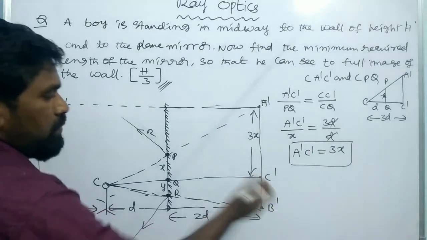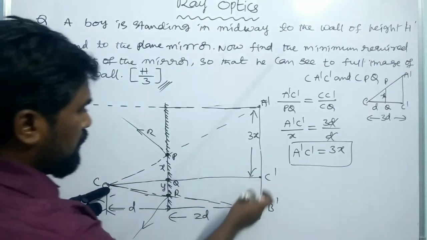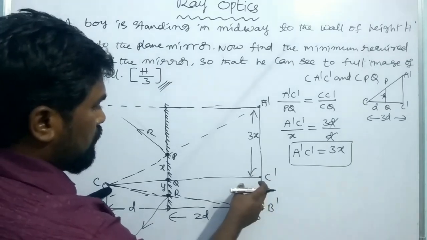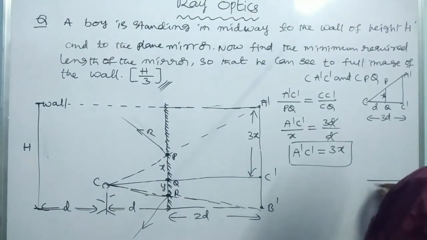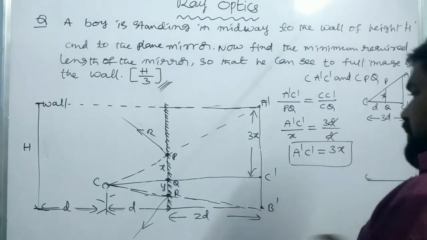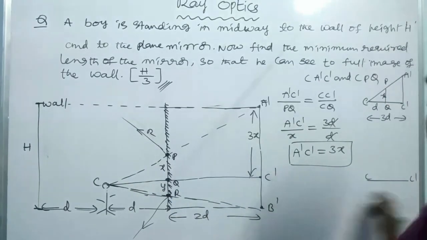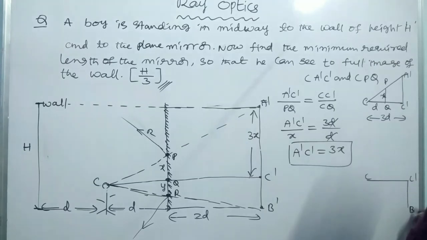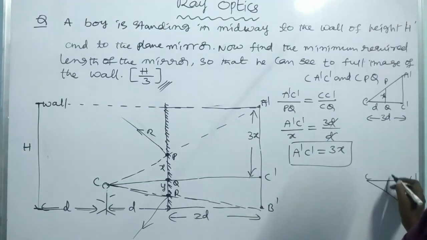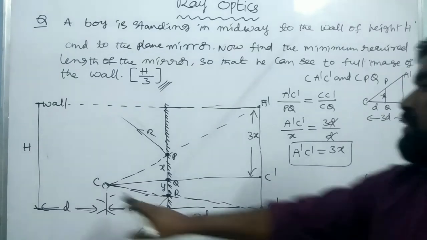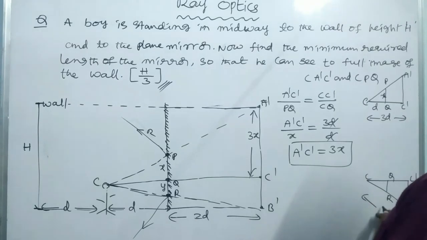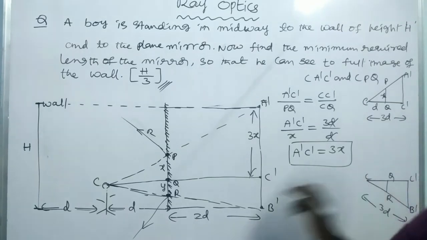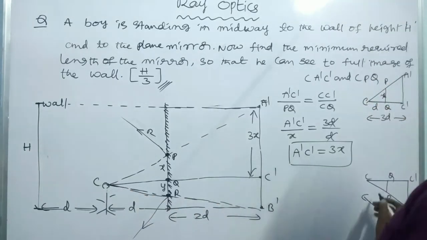Now find C dash B dash from this similar triangle. This is the triangle with C, C dash and B dash here. This is B dash. And this is Q and R. CB dash is D plus 2D, 3D. Here this is 3D. And CR is D.